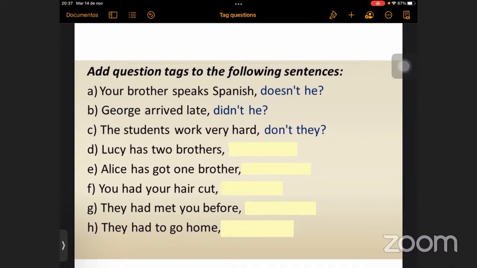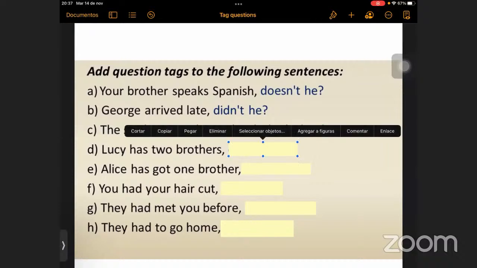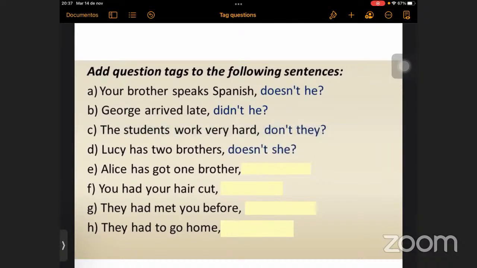Lucy has two brothers. Doesn't she? Correct. Excellent.